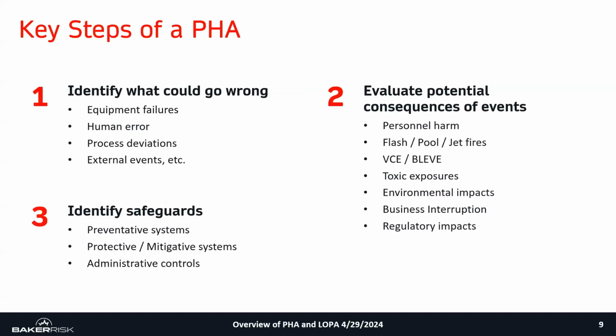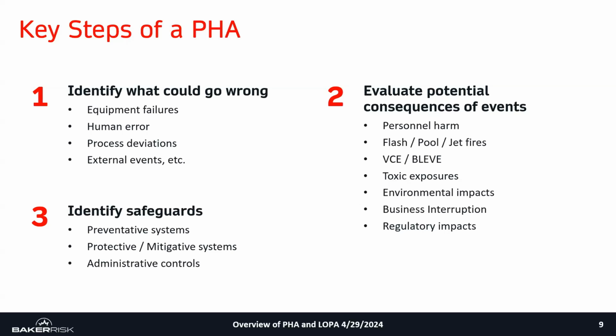So at BakerRisk, we've broken up the PHA process into 5 core steps. The first one is identify what could go wrong. So looking at your process, where could I have equipment failures? Where could I have human error? Where could my process experience a deviation or upset? And then also, consideration of external events like earthquakes, hurricanes, etc.